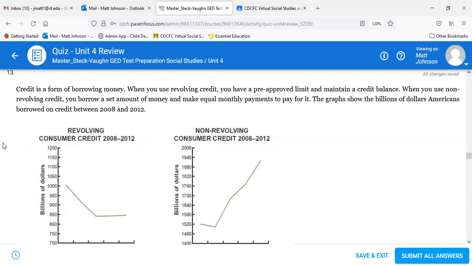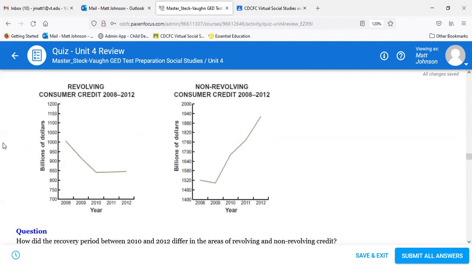I think we saw this one before, yeah, I think we did see this exact same graph. So on the left, that's revolving consumer credit 2008 to 2012. Billions of dollars on the y-axis, years on the x-axis, non-revolving on the other side, right? We definitely saw this. Billions, and take note, right? I want you to make sure you understand. Look at the difference in the graph.